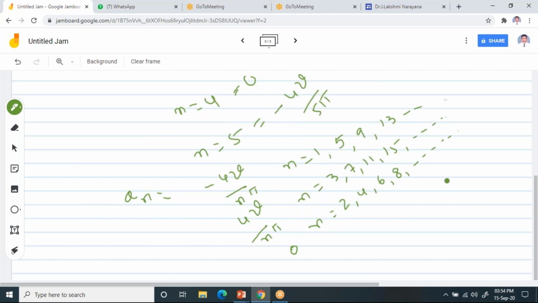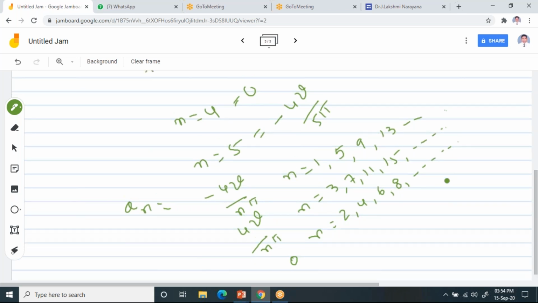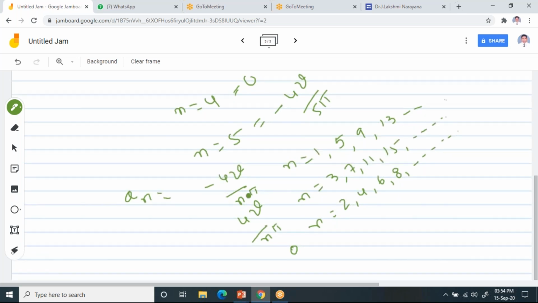So please try to understand. Your an is minus 4v by n pi when n equal to 1, 5, 9, 13, so on. And it is 4v by n pi when n equal to 3, 7, 11, so on. And it is 0 for all the even values. Is it clear? Yes, right. Good, Sri Lakshmi, good. So that is how you are going to calculate this an.